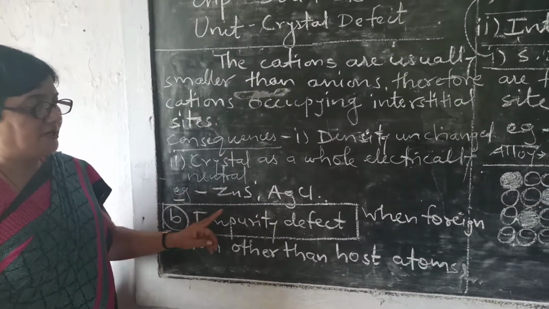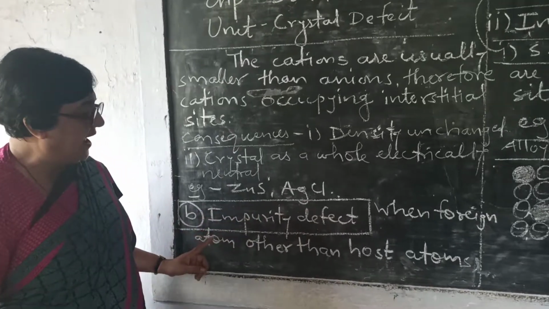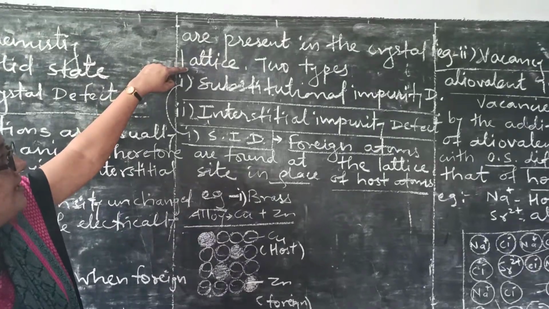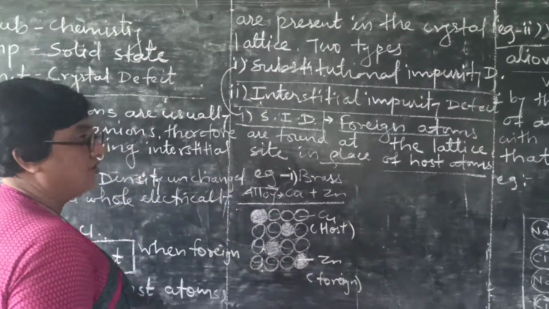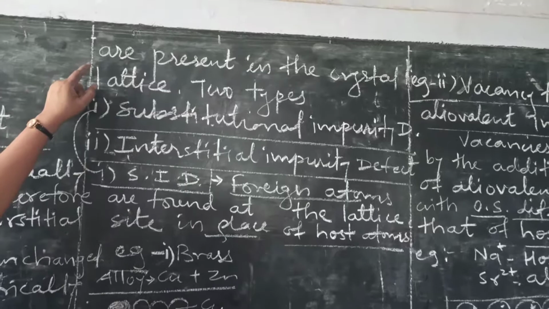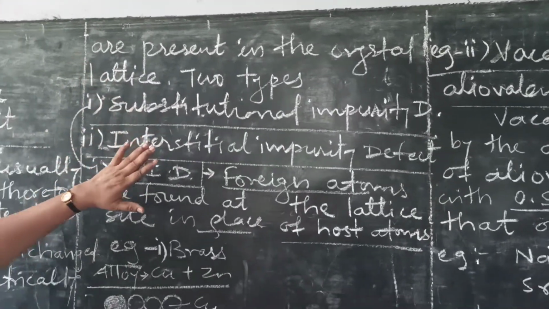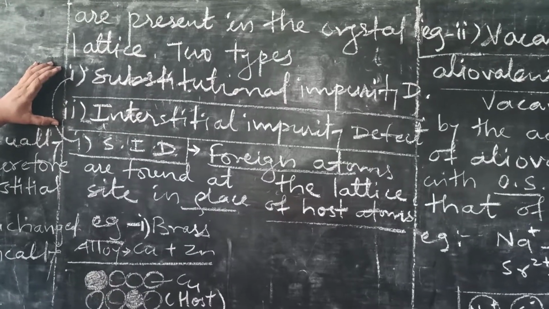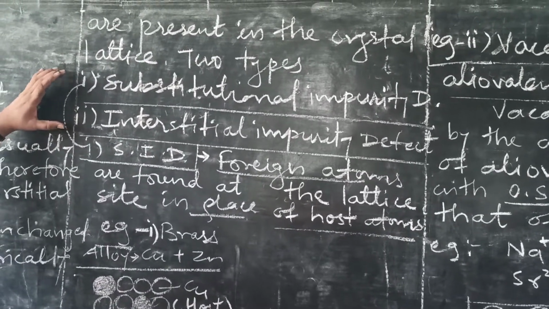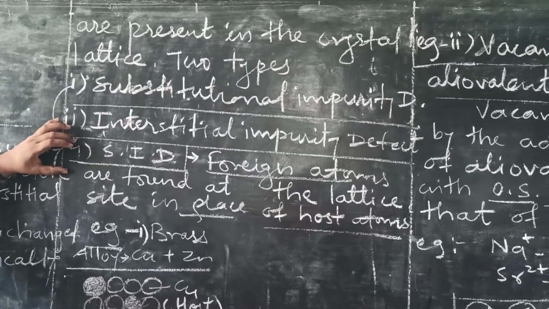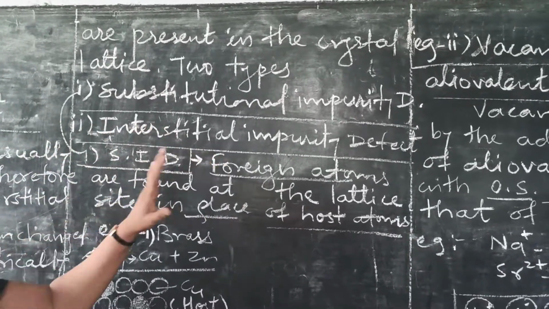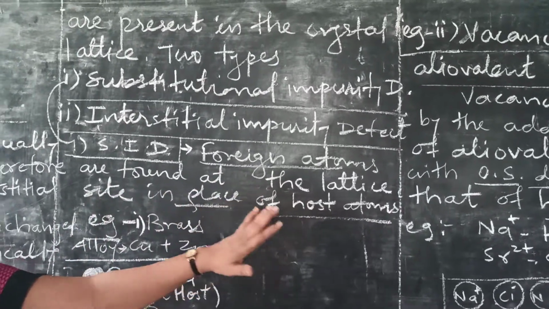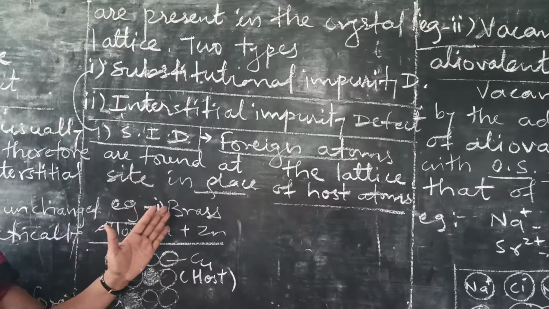Next is impurity defect. When foreign atoms other than host atoms are present in the crystal lattice, it is called impurity defect. Impurity of foreign atom into the host atom. It is of two types, substitutional impurity and interstitial impurity defect. First, substitutional impurity defect. Foreign atoms are found at the lattice site in place of host atom. The standard example is of brass.